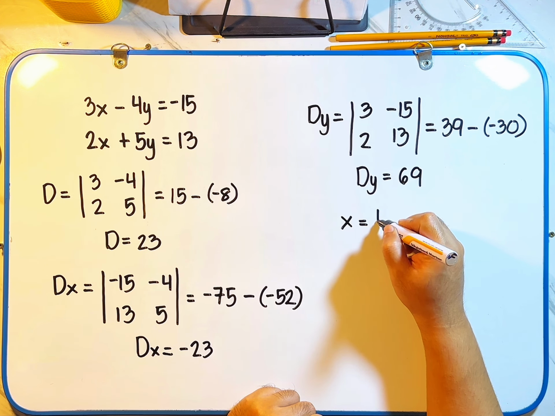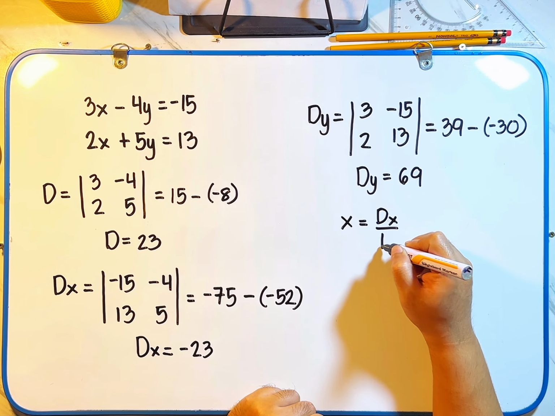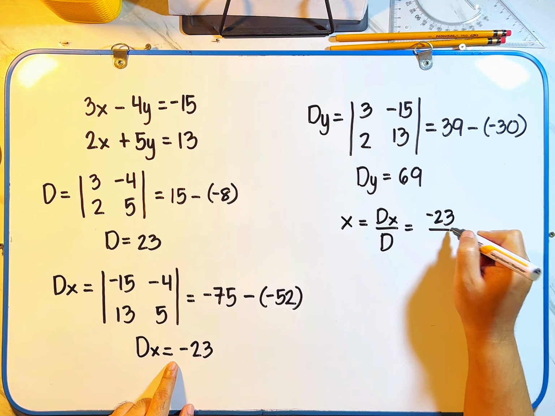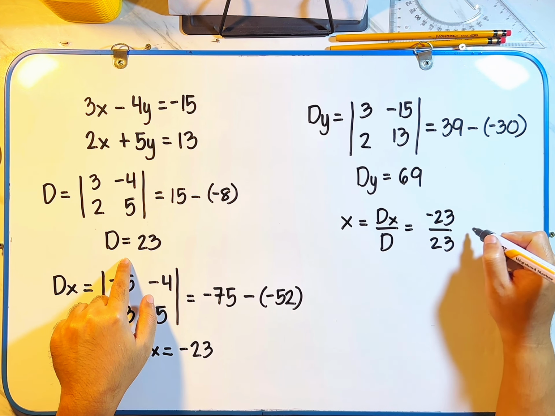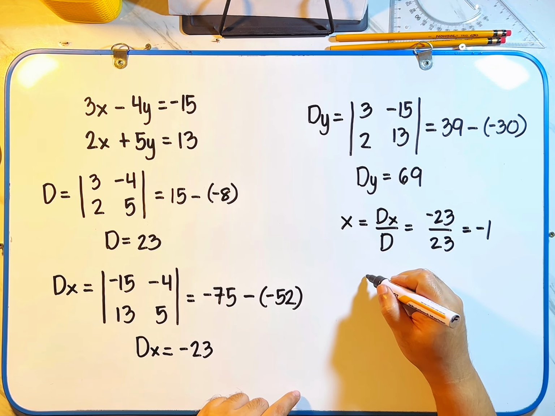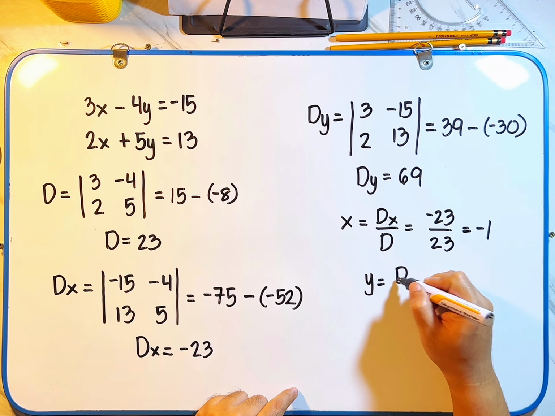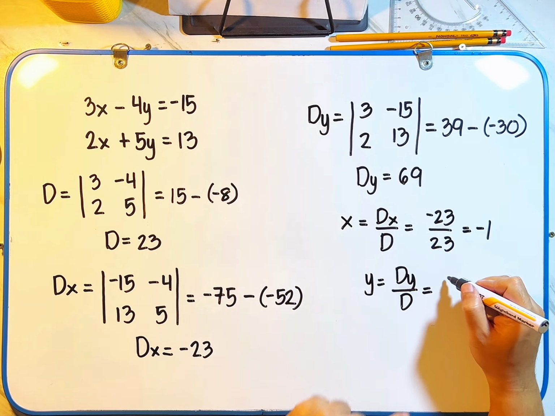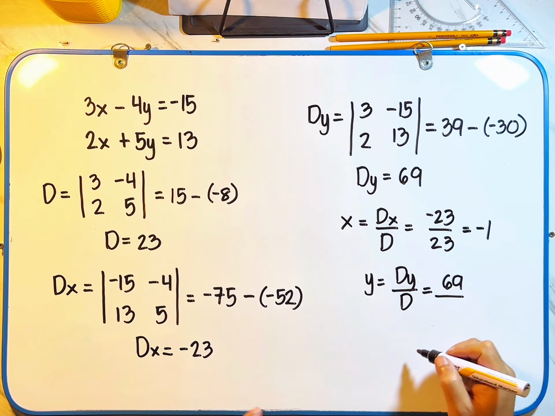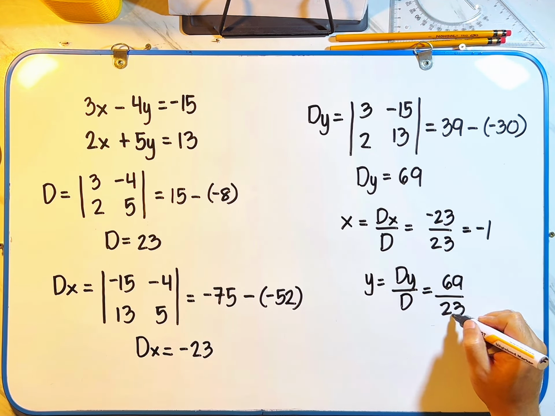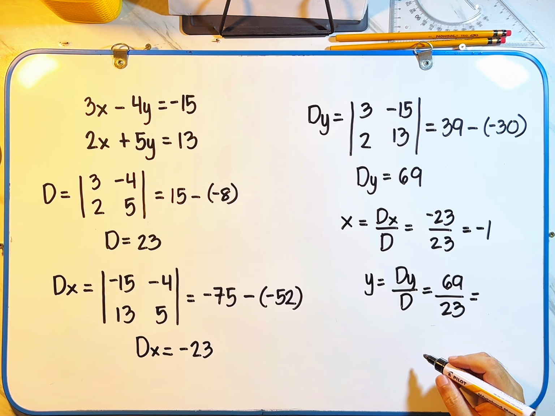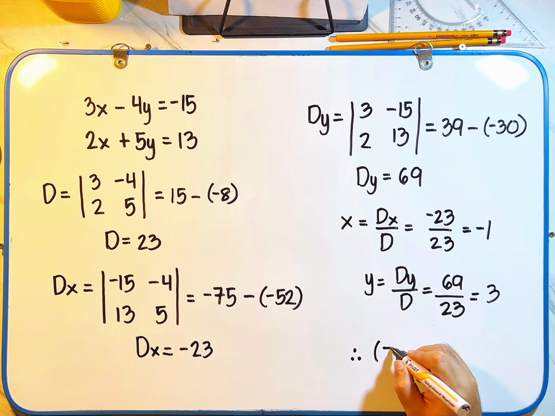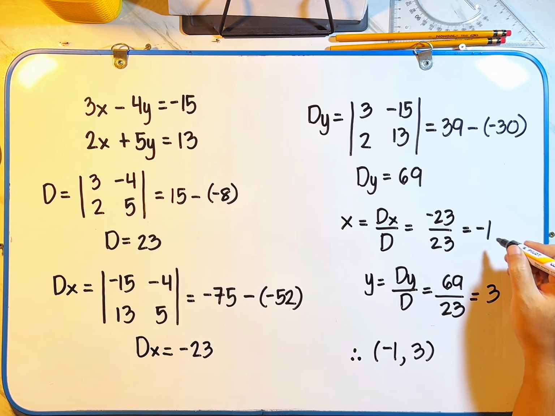X is equal to dx over d. Dx is negative 23, D is 23. Therefore, this is equal to negative 1. While the variable y is equal to dy over d. Dy is 69 divided by d, which is 23. And 69 divided by 23 is 3. Therefore, the final solution is negative 1, 3. Negative 1 and 3.